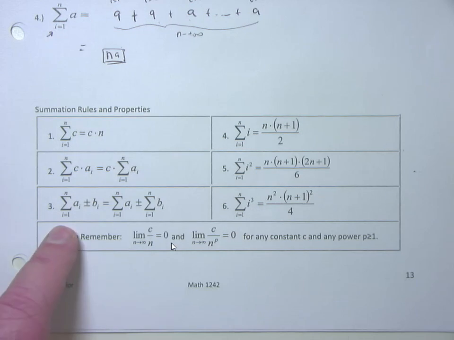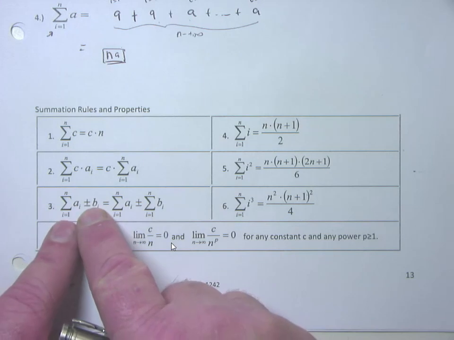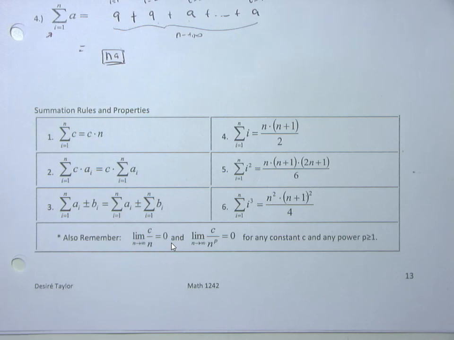The sum as i goes from 1 to n of a_i plus or minus b_i: if I've got two terms with i in them and I'm adding or subtracting them, I can distribute the summation. That is the same thing as the sum as i goes from 1 to n of a_i, plus or minus the sum as i goes from 1 to n of b_i. Now here come the big formulas.